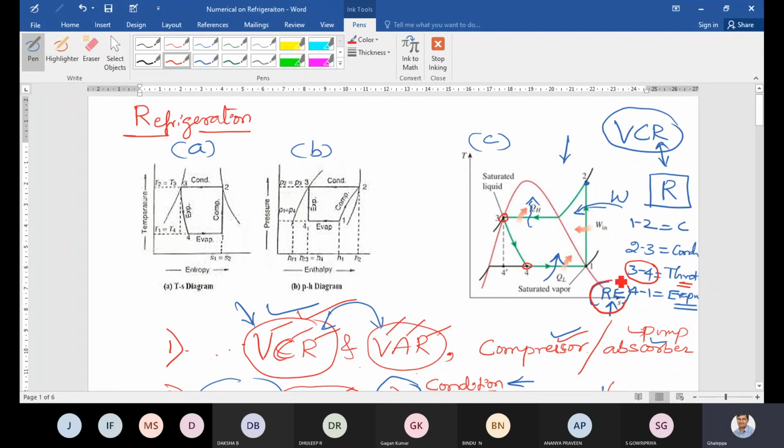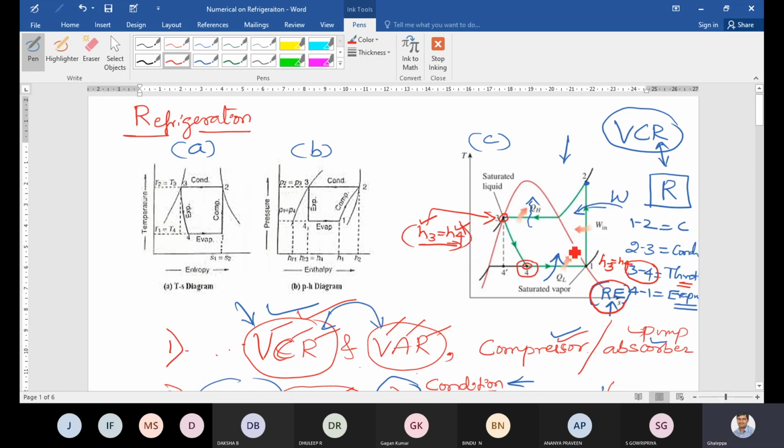3 to 4 is the throttling process. Remember, my dear students, for throttling, enthalpy at point 3 is equal to point 4. H3 is equal to H4. Do not waste your time calculating H4, because to calculate H4 you need minimum 5 to 6 minutes and you have to scratch your head. H3 you can get directly from the data handbook. I will tell you how to take the value of H3. So calculate H3 or note down the values from the thermodynamic handbook directly and equate it to H4. So that is a hint.